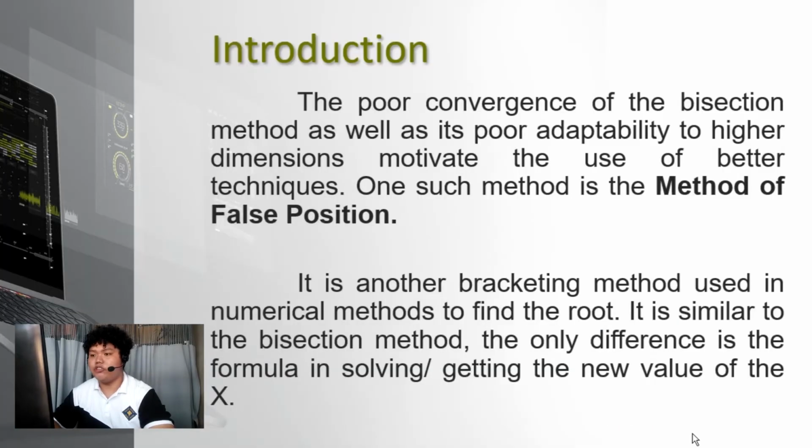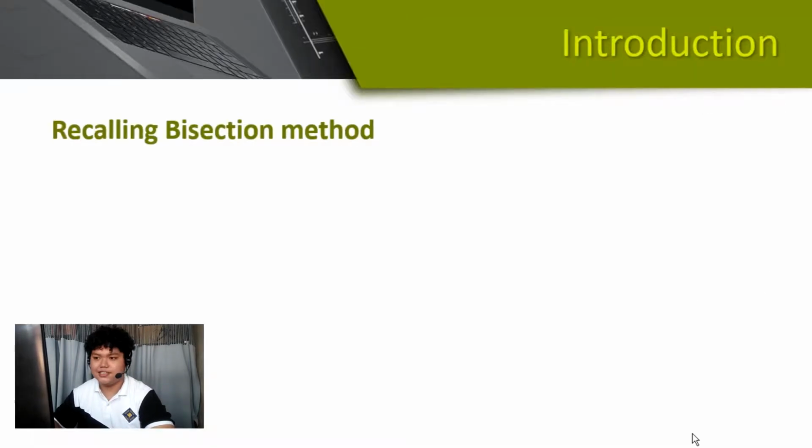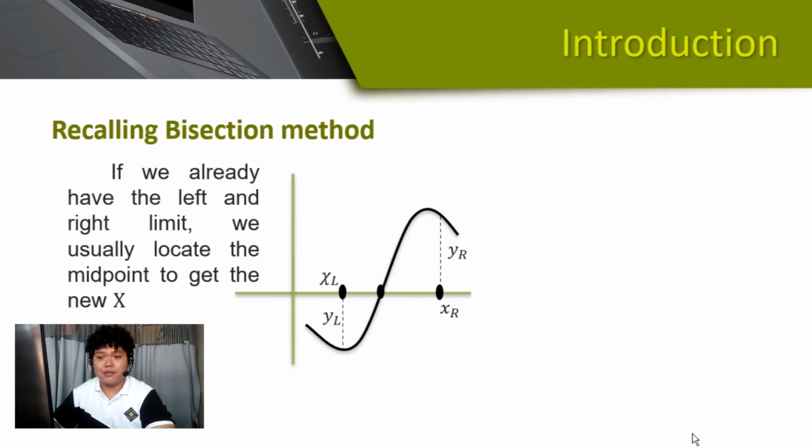The poor convergence of the bisection method, as well as its poor adaptability to higher dimensions, motivates the use of better techniques. One such method is the method of false position. False position is another bracketing method used in numerical methods to find roots. It is similar to the bisection method, and the only difference is the formula for getting the new value of x. Recalling our learnings from the bisection method, if we already have the left and the right limit, we usually locate the midpoint to get the value of our new x.